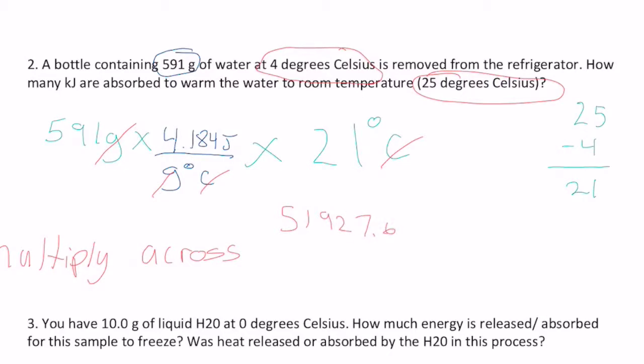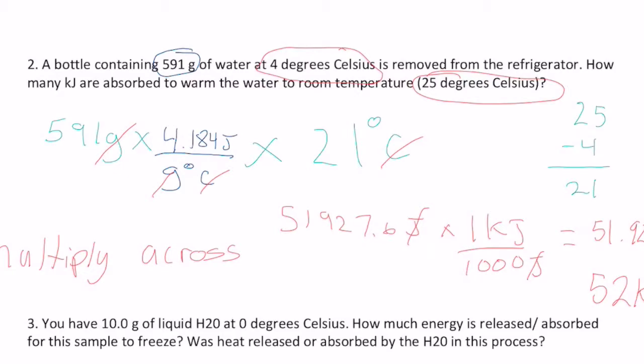And you will get 51,927.6 joules. But are we done? Actually, no, we're not done. So, what's the next step? We got to multiply it by 1 kilojoule, right? Because we actually have to find the kilojoules, not just the joules. So, there are 1,000 joules in 1 kilojoule. So that will equal 51.92. But not done yet, right? Because we have 2 sig figs. So we want to go ahead and round that up to 52 kilojoules.